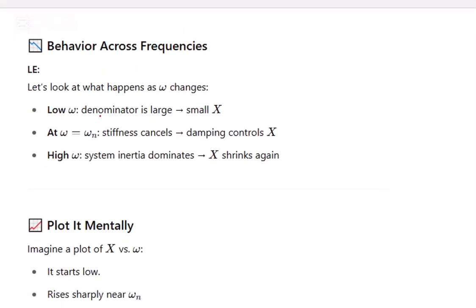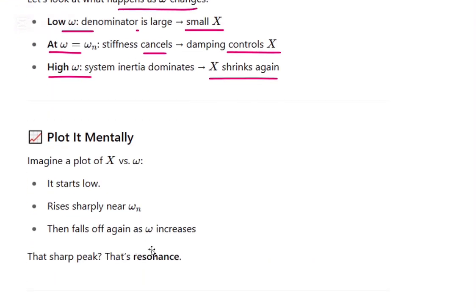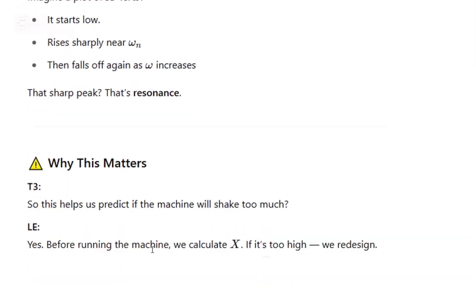Behavior across frequencies. Let's look at what happens as omega changes. At low omega, if the denominator is large, x is small. At omega equal to omega n, stiffness cancels and the damping controls. At high omega, the system's inertia dominates and x shrinks again. It starts low, rises sharply, and falls off again.